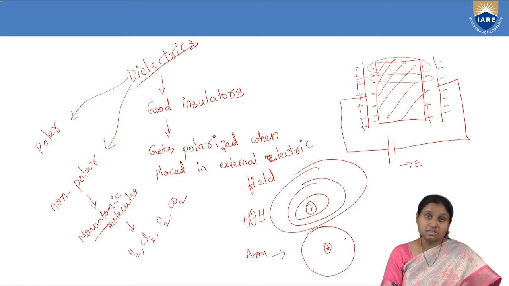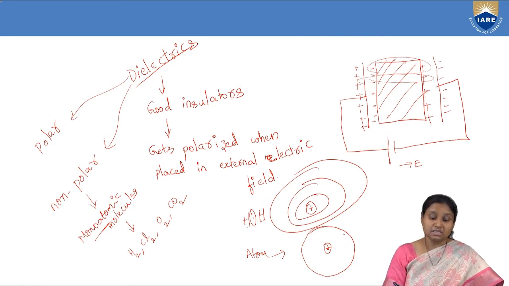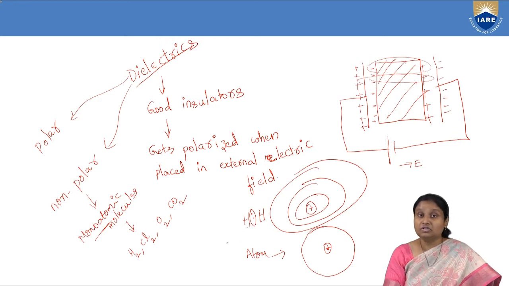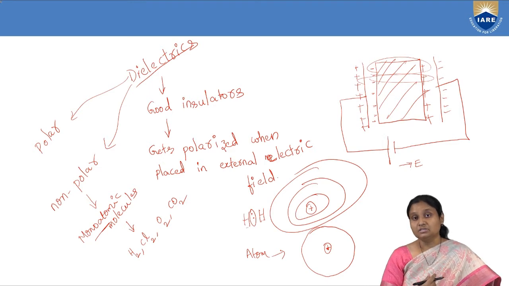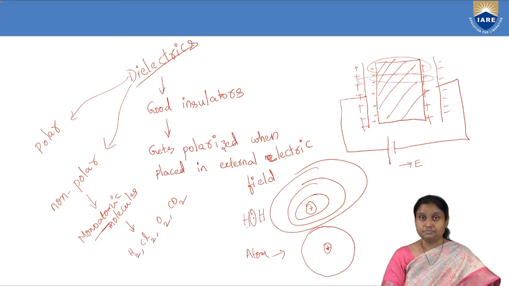And because there is no separation of these centers of gravity, we say that they are not in the state of polarization. There is no electric dipole. So that's why there is no dipole moment associated with non-polar dielectrics.